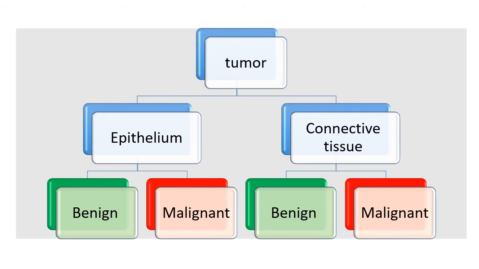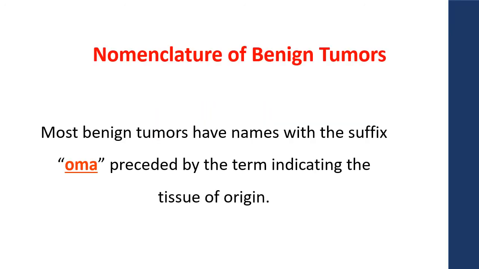So the tumors either arise from the epithelium or from connective tissue, and each one is subdivided into benign and malignant. Benign tumors. Most benign tumors, when we give a name to a benign tumor, we add the suffix "oma". The suffix "oma" is added to the tissue of origin to name the benign tumor.